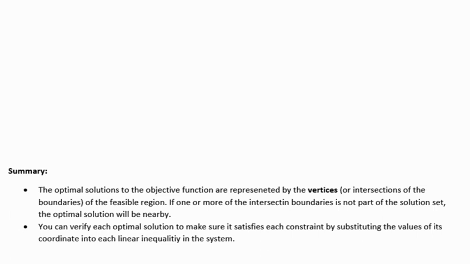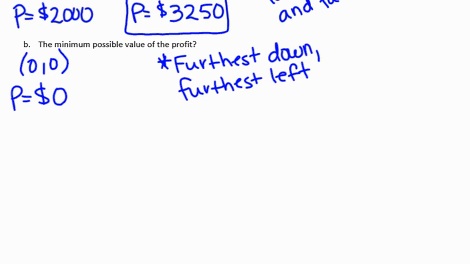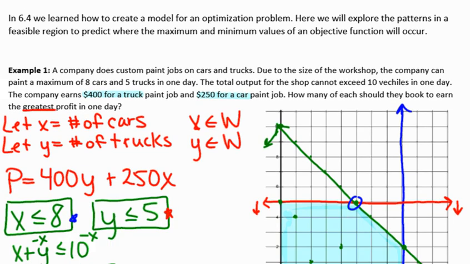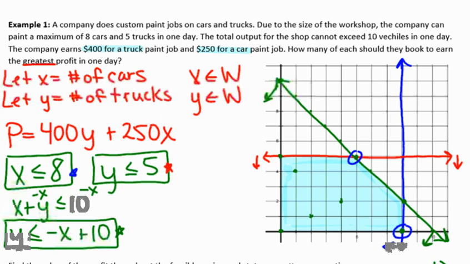So in summary here, the optimal solutions to objective functions are represented by the vertices. So you could see any of our optimal profits that we found there, our 0 and 0, our 8 and 0, and our 5 and 5 that we checked, all happen to be vertices, which I mean corners on that shape. So this was our 0 and 0. This was our 8 and 0. Our 5 and 5 that we checked. All of those optimal ones are going to be on the corner.